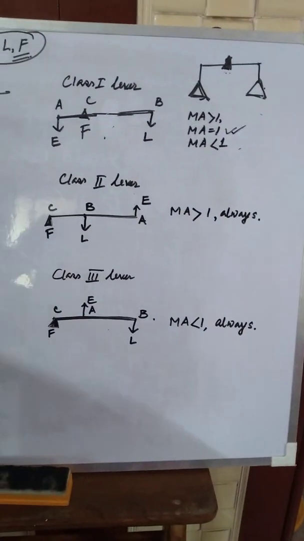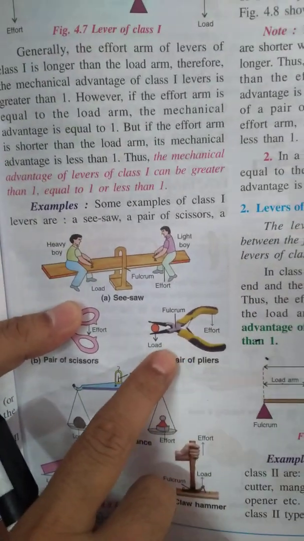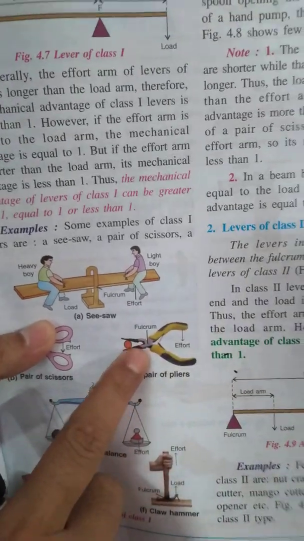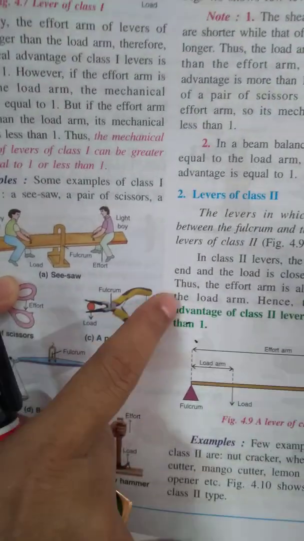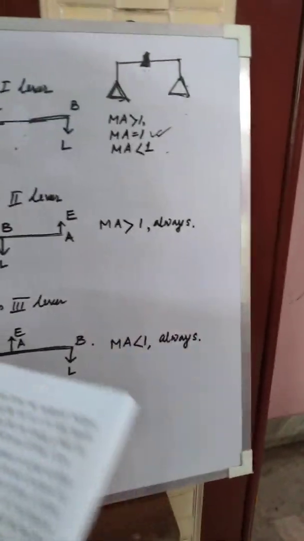But if you think about what kind of example is given in your book, let me see, the pair of pliers. Here it is the position of the fulcrum, and you see that the effort arm is more than the load arm, and here the mechanical advantage is more than 1.